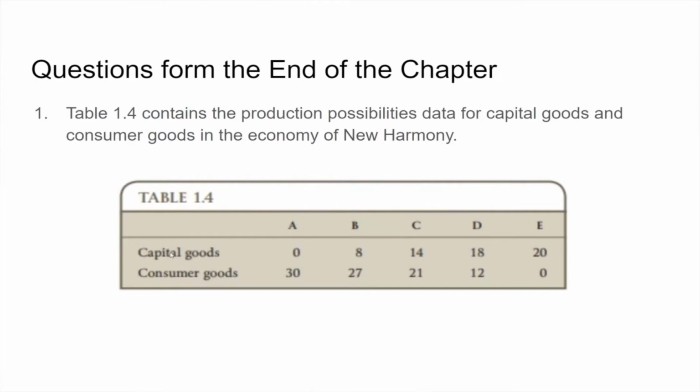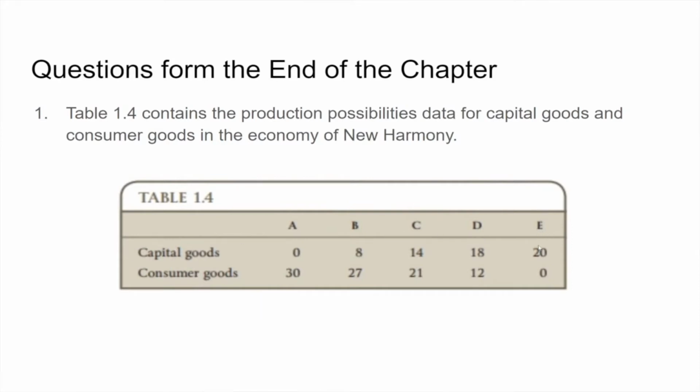So if we choose to make all consumer goods and no capital goods, the combination of output is 0 capital goods, 30 consumer goods. On the opposite end over here in E, we're choosing the exact opposite combination. We can produce all capital goods, and if we choose all capital goods, we can make 20. And if we make 20, we can't make any consumer goods. So these are the two extremes. B, C, and D represent combinations between the two extremes, okay?